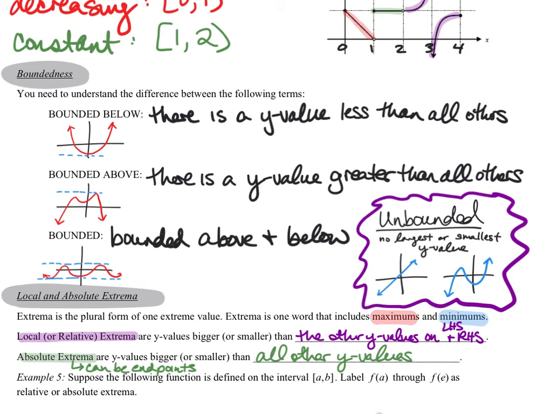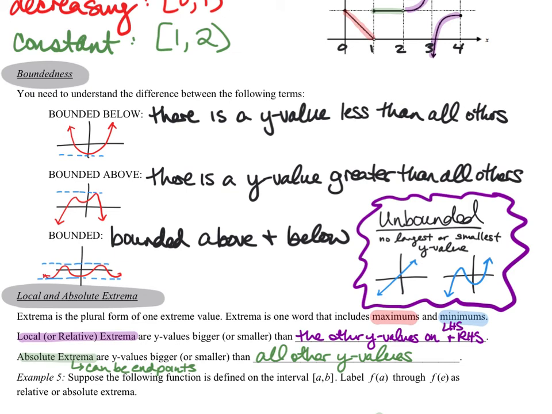Bounded above is the opposite. This is a negative polynomial because it's opening down. And it has a highest point. It's bounded above by something. There is a y value greater than all others. And then just regular bounded truly means that you're bounded above and below. So there's a highest and a lowest point, and it doesn't go higher or lower than that.